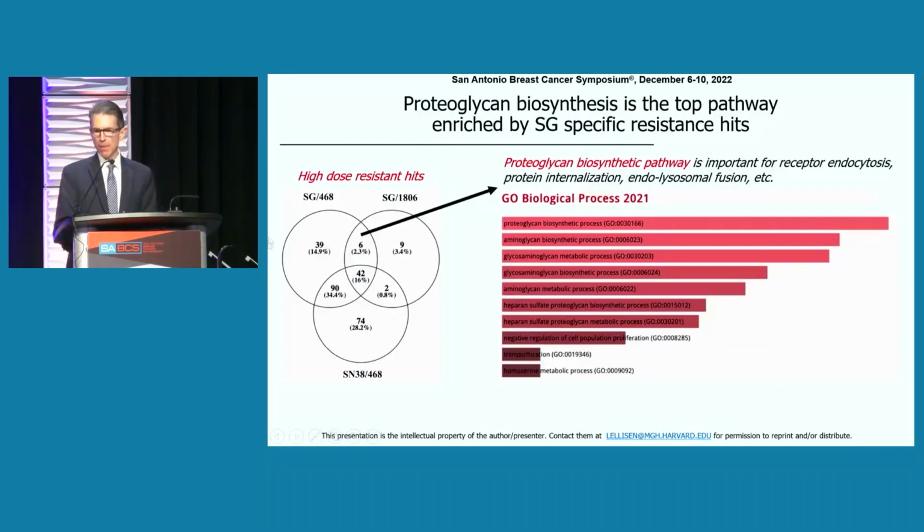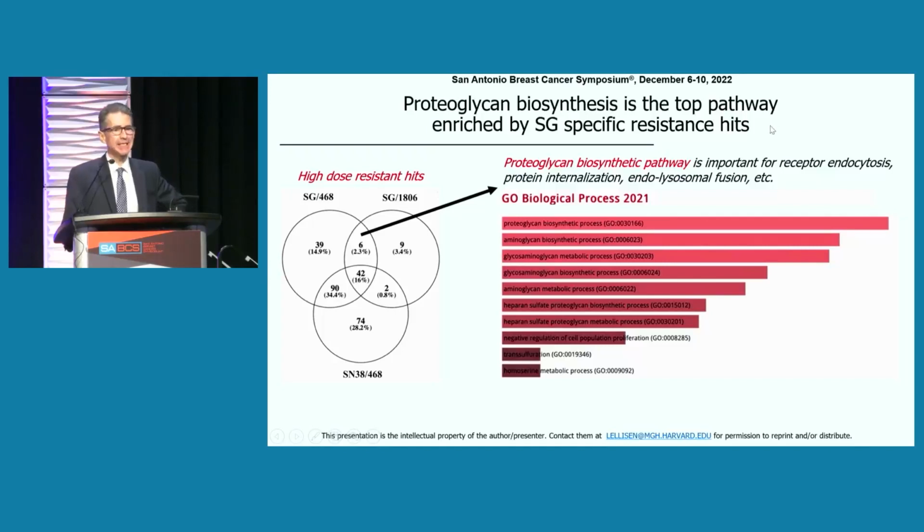So for example, we have multiple TNBC lines, and we treat them with SG, SN38, and do a CRISPR screen. There's a lot of overlap and sensitivity between the lines, as we would guess, and a lot of overlap between the hits that we get with SN38 and SG, as you would expect. This is looking specifically at the resistance hits, right? Loss of these hits causes resistance. There were a relatively few number, but there was one standout pathway, and that was proteoglycan biosynthesis.